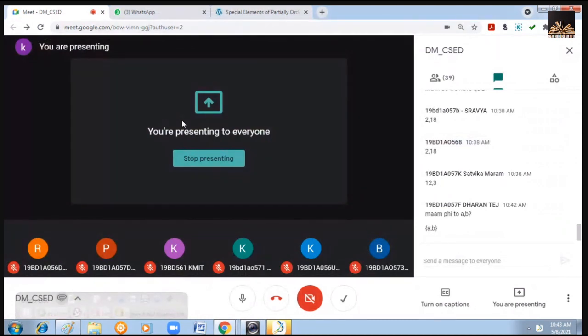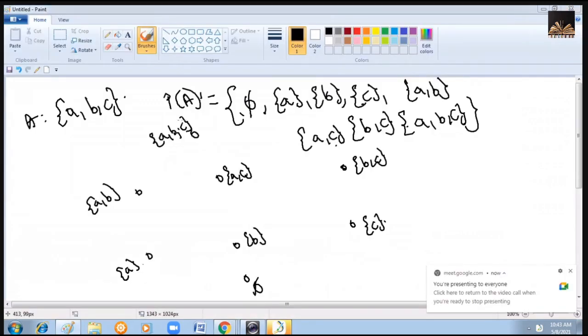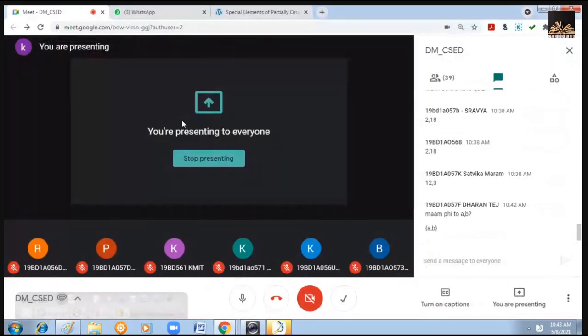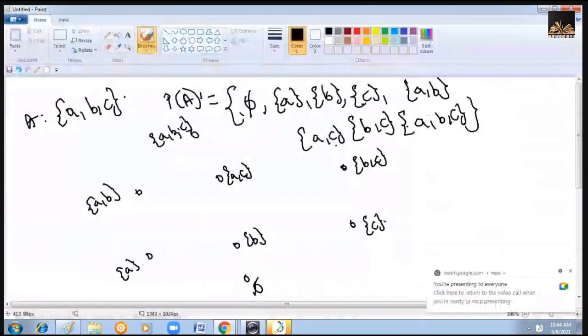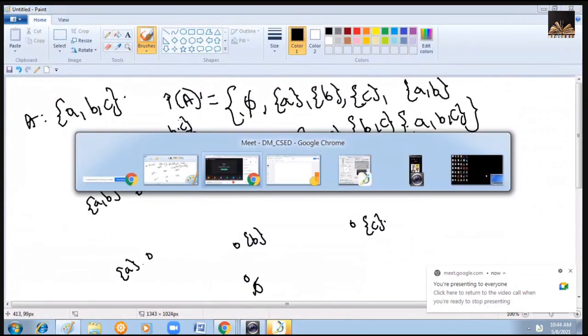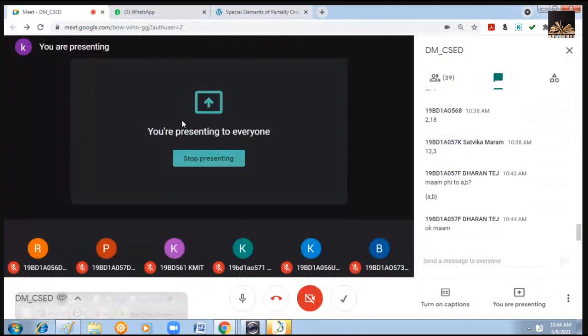You can include the edges, yes, phi to a. c is also there, Dharantesh. The set contains 3 elements a, b, and c. So you can have an edge from phi to a, phi to b, phi to c. You try on your own. I'll explain after 1 minute.